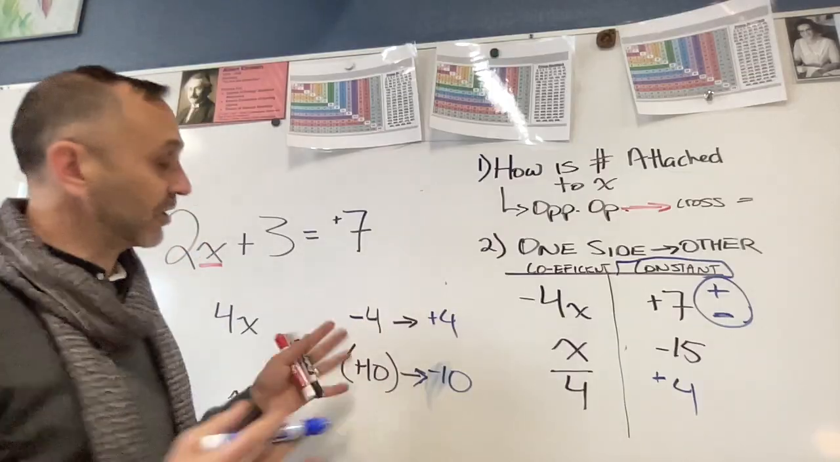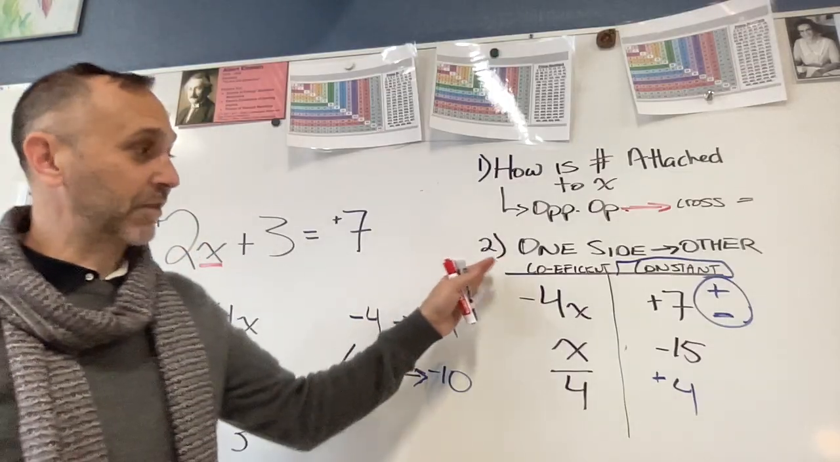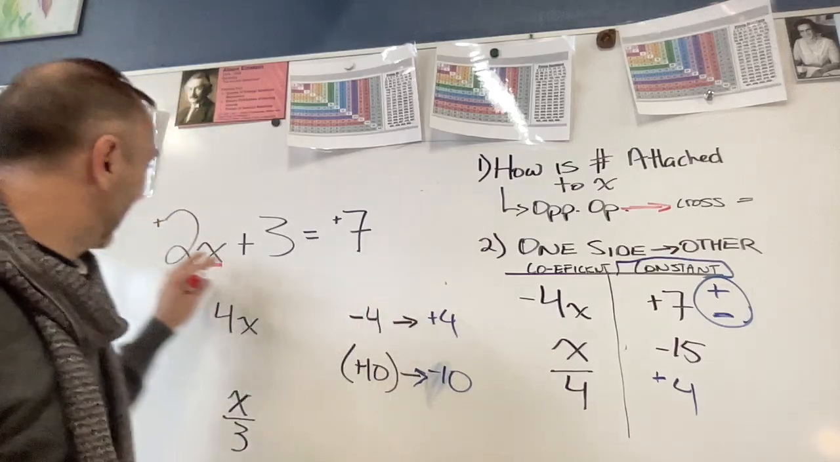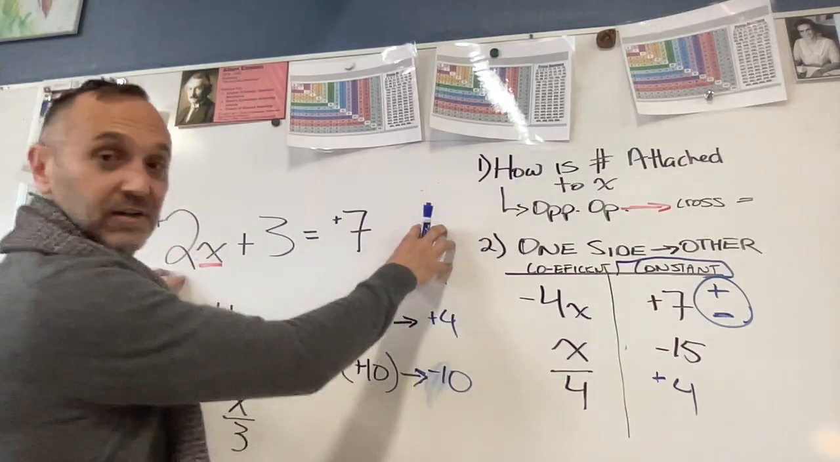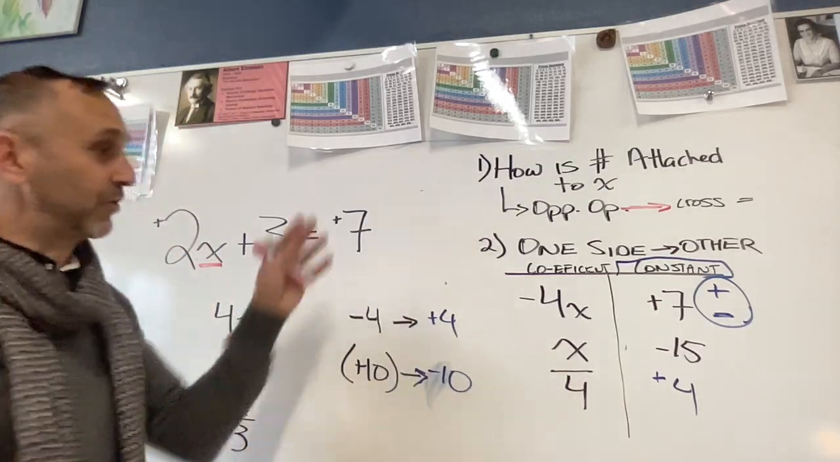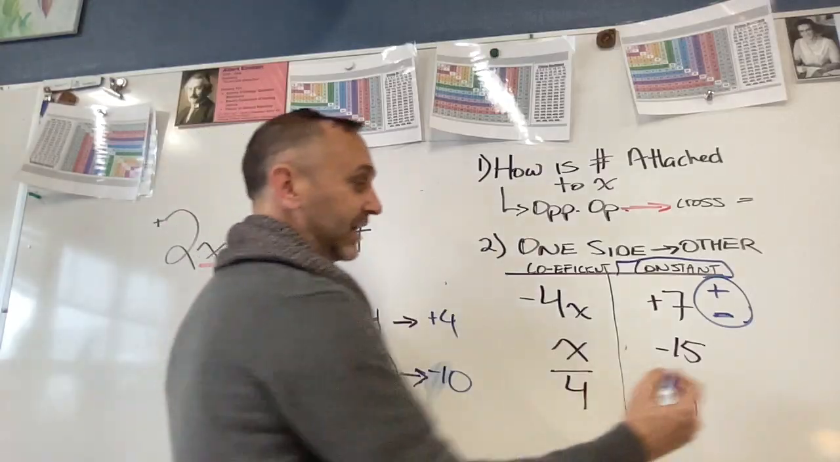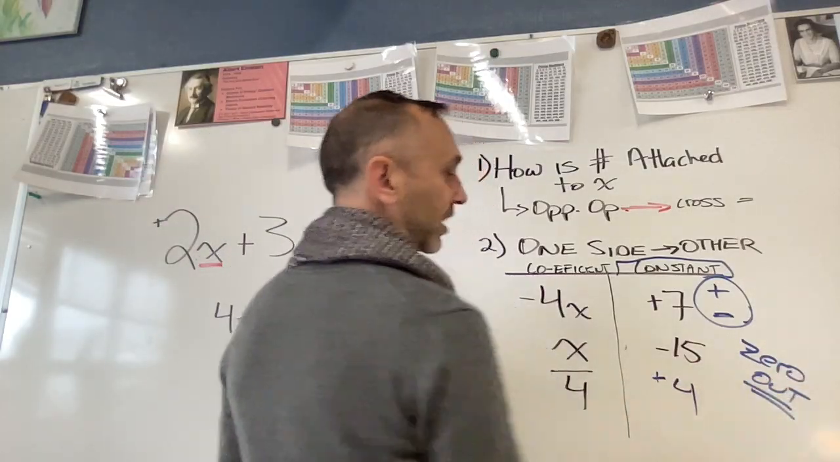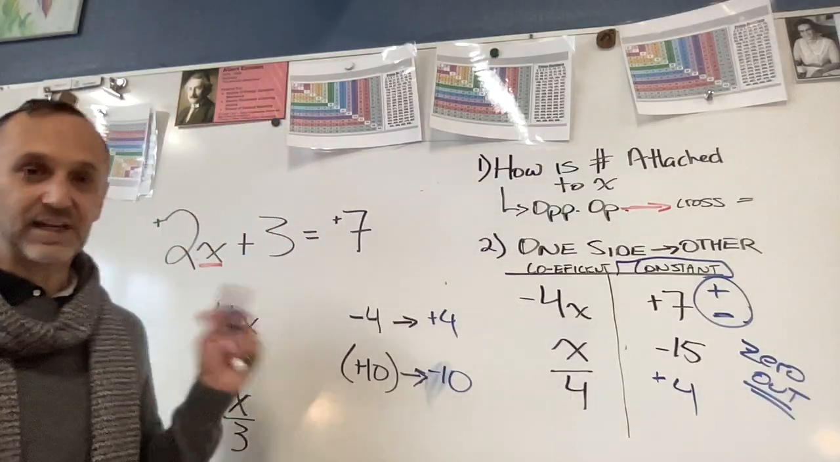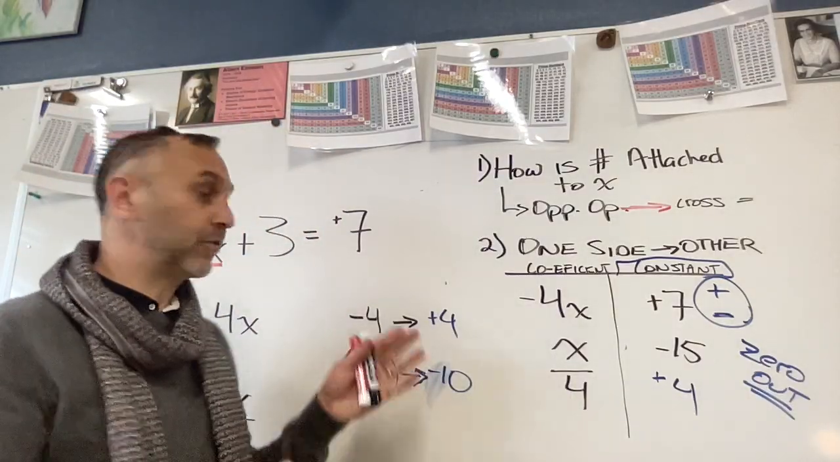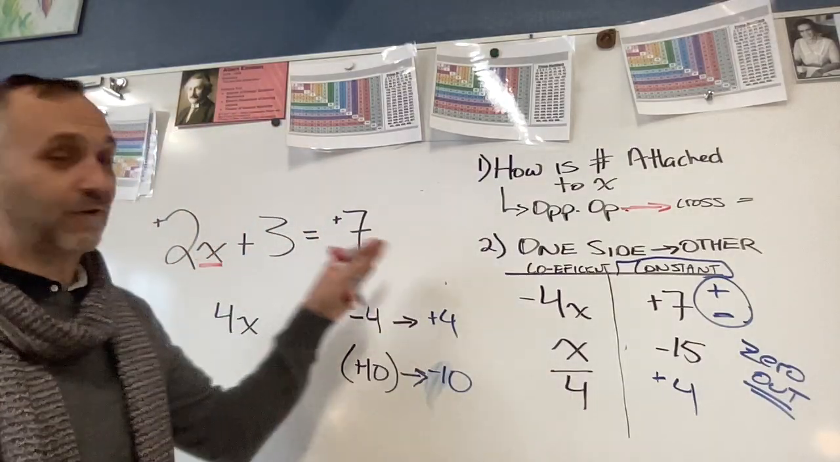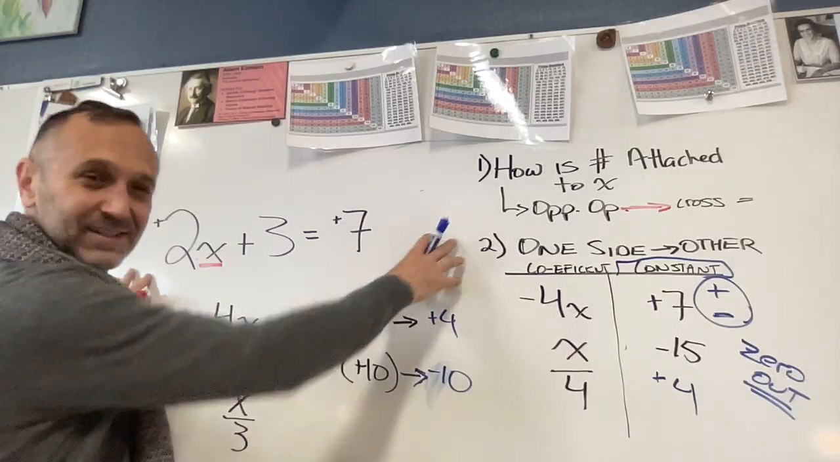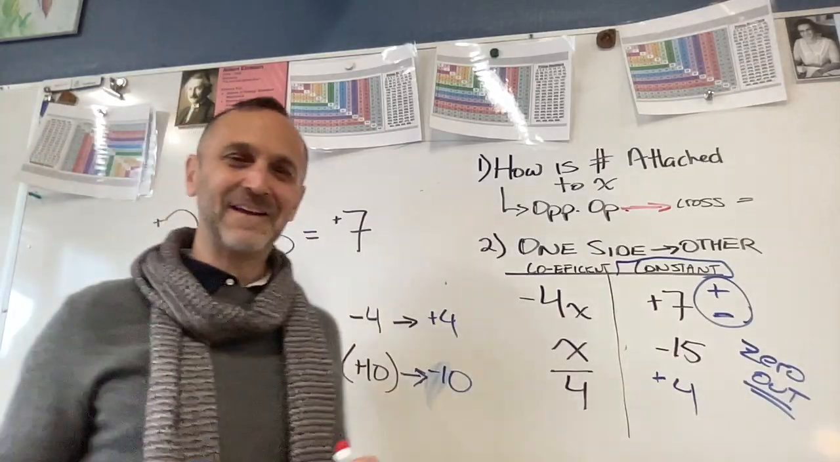Now, there is going to be a time when we do the same thing for coefficients, but that's when we have coefficients on both sides. So this is our zeroing out phase. We have to zero out. We're going to zero out our constants in two-step algebra. Again, down the road, we are going to zero out our coefficients if I have them on both sides of the equal sign. We'll get to that later, though.